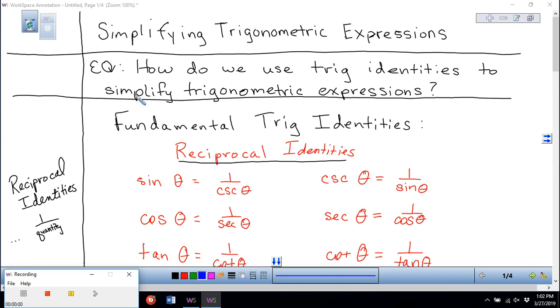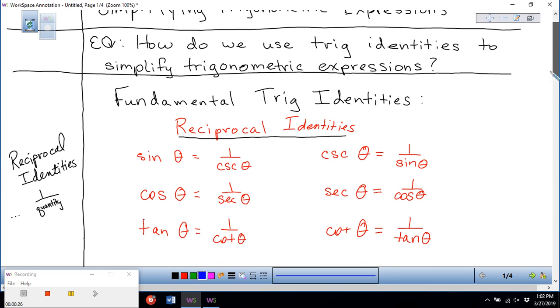First, we're going to start off by looking at our fundamental trig identities, and we start off with the reciprocal identities. You can recognize reciprocal identities because it's 1 over some quantity. So our first one is sine of theta equals 1 over cosecant of theta. Right next to it you can see cosecant of theta is equal to 1 over sine of theta.